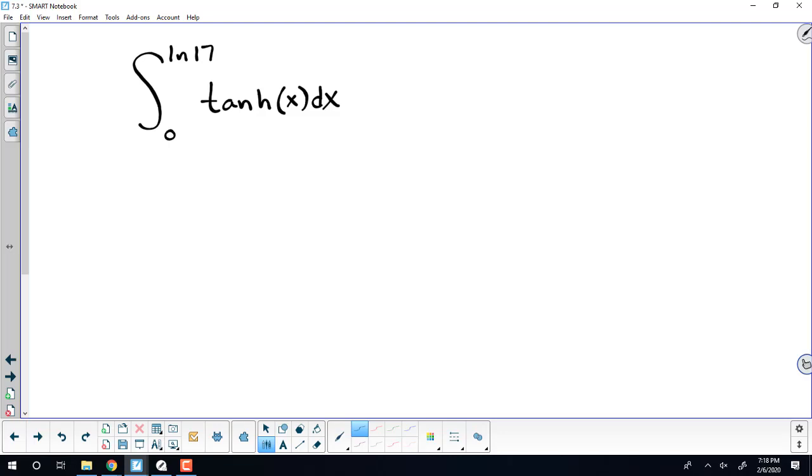The way we look at this, and you'll see it's the same when we look at the integrals for tangent, secant, cotangent, and cosecant, they all follow a similar pattern. So what you want to do here is first write this as hyperbolic sine over hyperbolic cosine. And the thing to remember is the derivative of the natural log of a function.